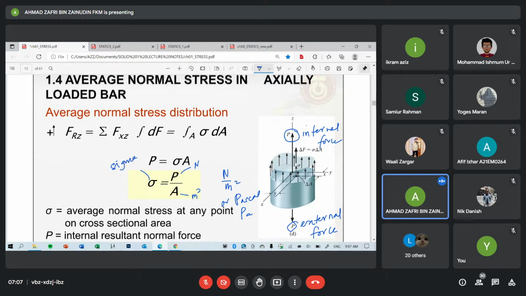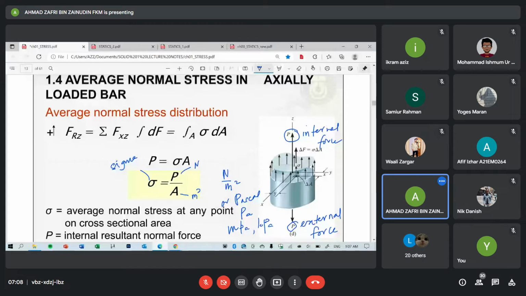Normally, the units for stress can go up to 10 to the power of 6, but not every time. It depends on the applied force, but normally it can go up to megapascal, times 10 to the power 6. Sometimes megapascal, sometimes kilopascal. It depends on the applied load.